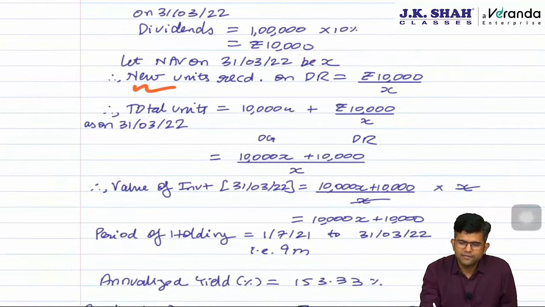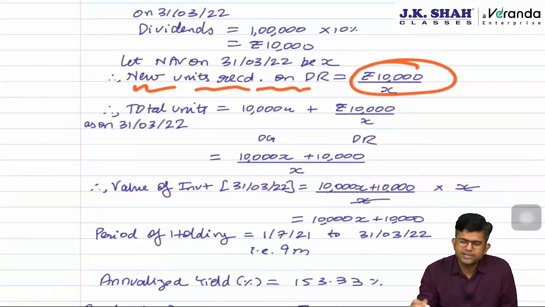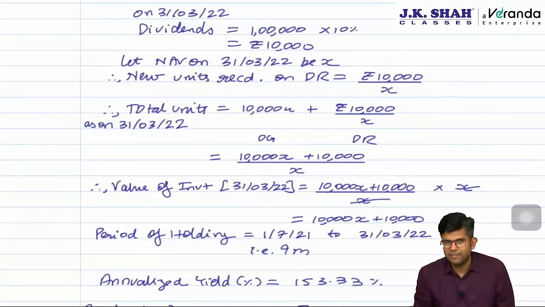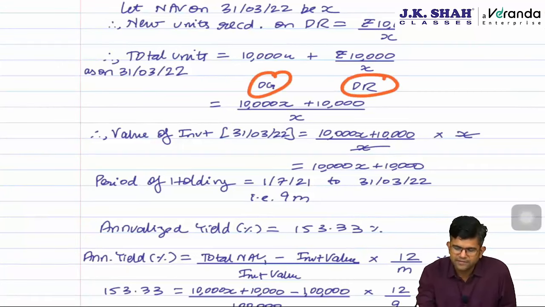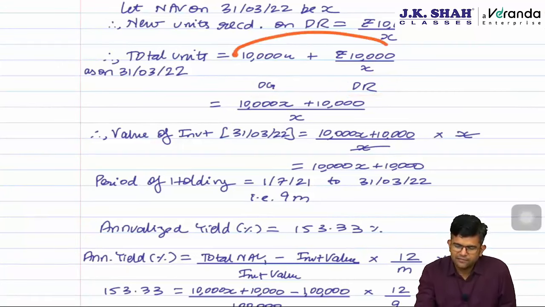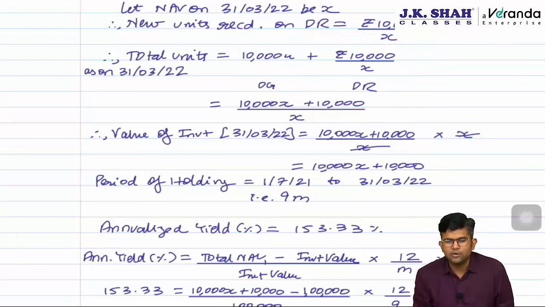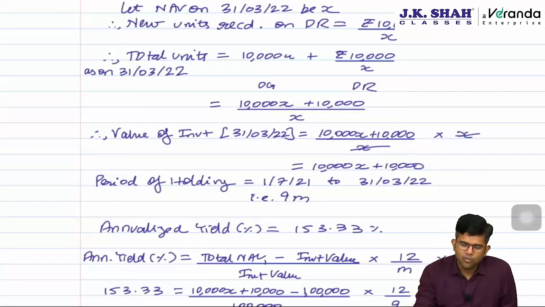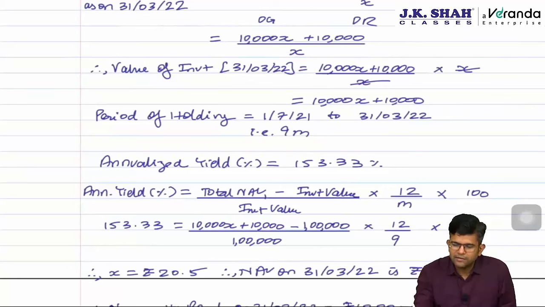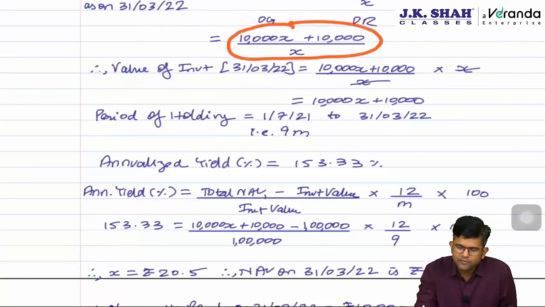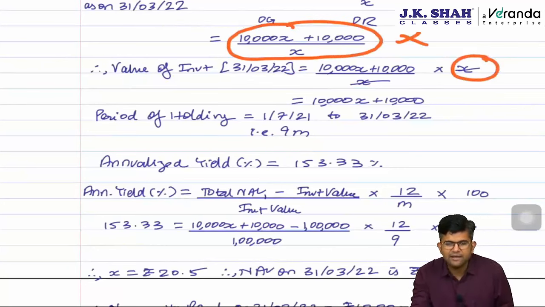So do you realize on dividend reinvestment, the new units you will receive is 10,000 rupees divided by X. So the total units that will be there with you will be 10,000 units that you already had plus these additional units, correct? Original units plus the dividend reinvestment units. And that if you just calculate, it comes to 10,000x plus 10,000, the whole divided by x. Now, what will be the value of your investment on 31/3/2022? It will be number of units multiplied by the NAV. Everybody clear?